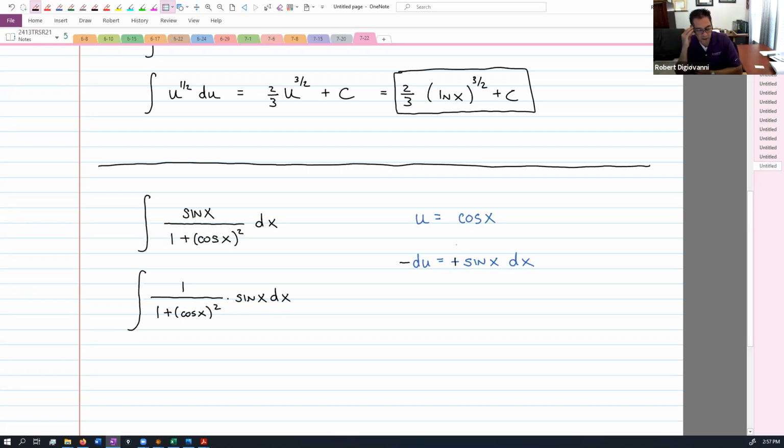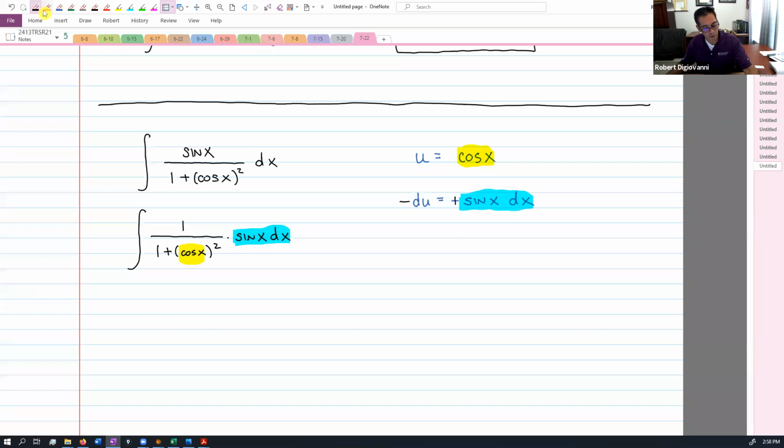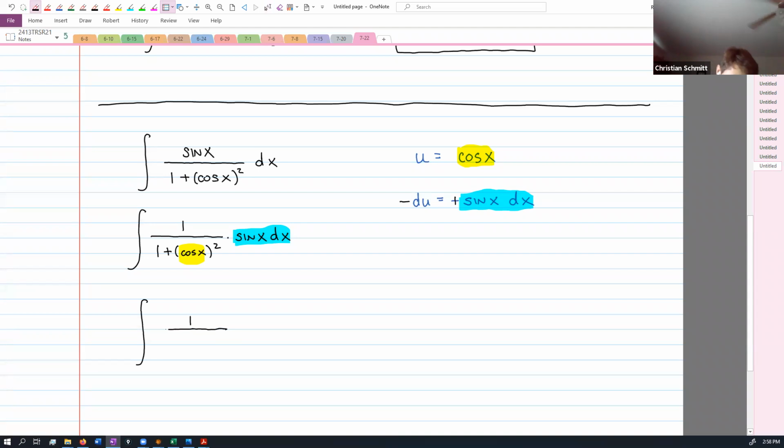It's the same effect. So now Christian's got cosine x, that's the u. And then Christian's got the sine x dx matches exactly here, sine x dx. So Christian, tell me what the new integral is going to look like. It's gonna be 1 over 1 plus u squared with du out to the side.